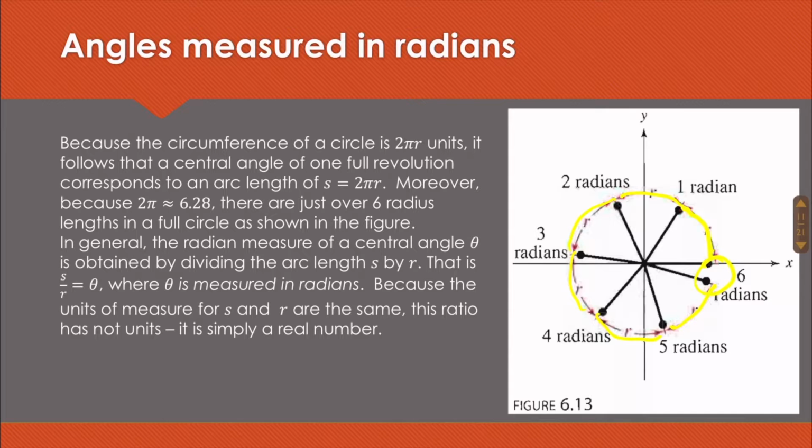So, in general, the radian measure of a central angle theta is obtained by dividing the arc length S by r. For any arc length S, we divide by r, and we end up with theta, where theta is measured in radians. Because the units of measure for S and r are the same, whatever units you're using, this ratio has no units. So theta has no unit necessarily. We just call it radians, and it's just a real number.